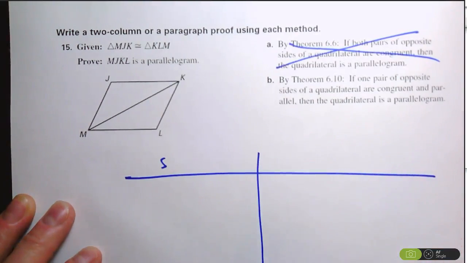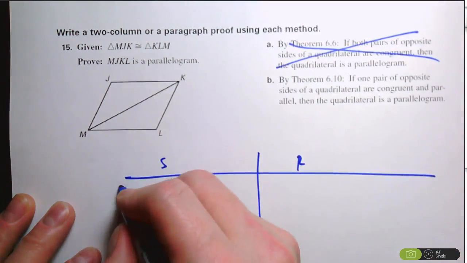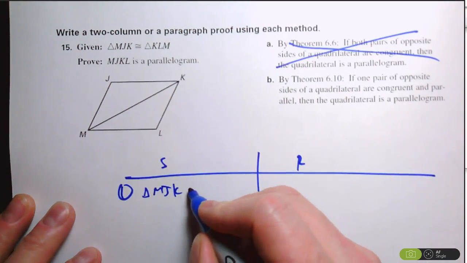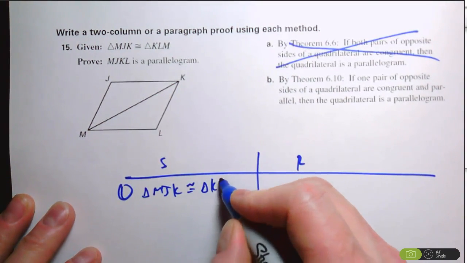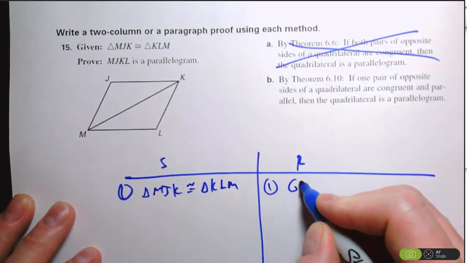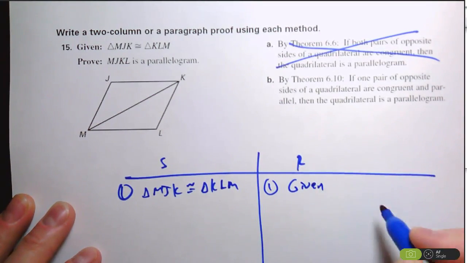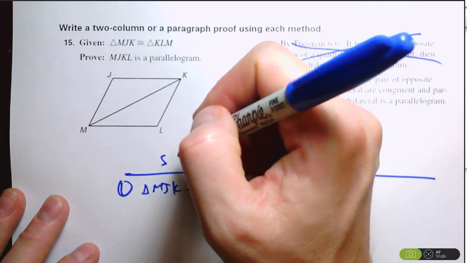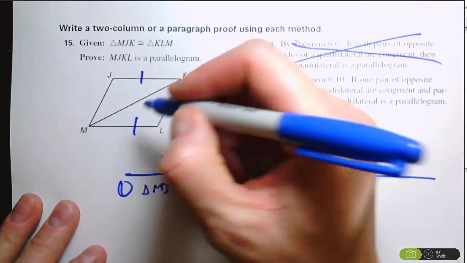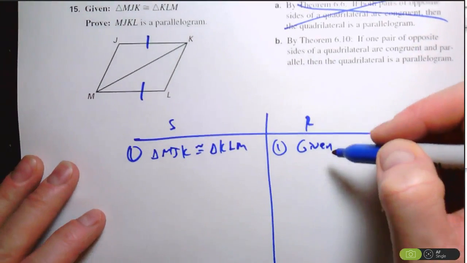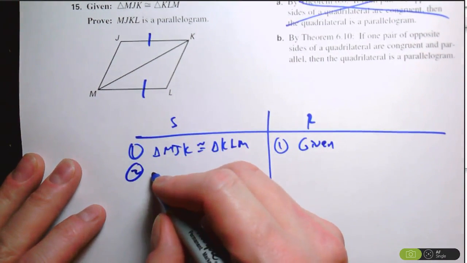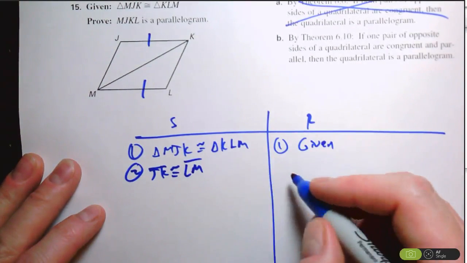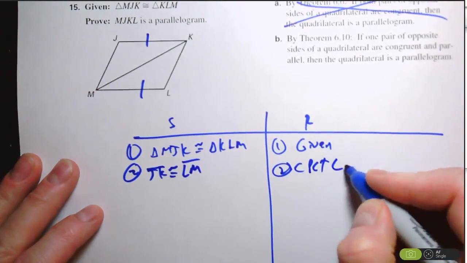This one's going to be a little more work. Still the same exact idea. We have two triangles that are congruent. Given. Now, I just have to pick a side to prove that they're congruent and parallel. So I'm going to choose these two, JK and LM. And really that's the same thing as last one. I know JK is congruent to LM by CPCTC.